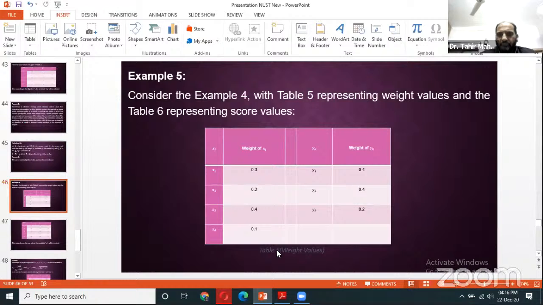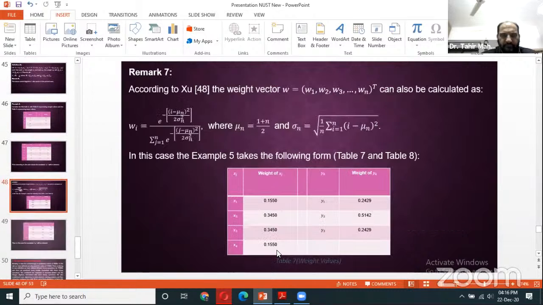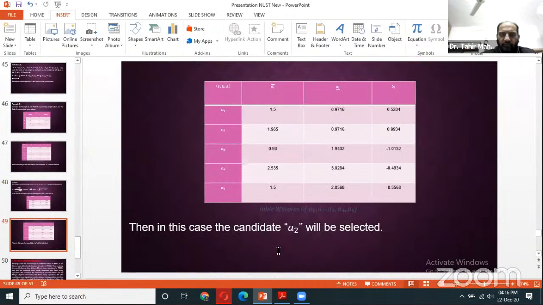In this example, we have used the weight functions for decision making. Now here, after the involvement of the weight functions, the candidate A1 will be selected. According to Zoo, the weight vector WO can also be calculated as this one. And we repeated the example 5 by calculating the weights by using these formulas. Then we have the following result. And we notice that the candidate A2 has the greatest value, so it means it will be selected.